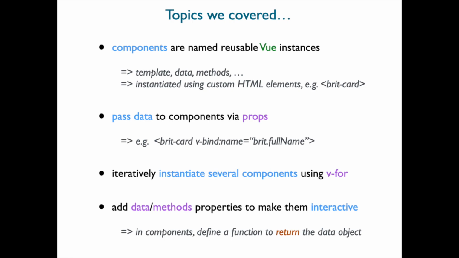We covered components, which are named reusable Vue instances that have their own templates, data, and methods. We showed how to instantiate them using custom HTML elements that have their names. We pass data to components via props, or in other words, these custom attributes. We iteratively instantiated several components using the v-for directive of Vue. And finally, we showed how you can add data and methods properties to your components in order to make them more interactive, noting that the data object must be returned by a function.